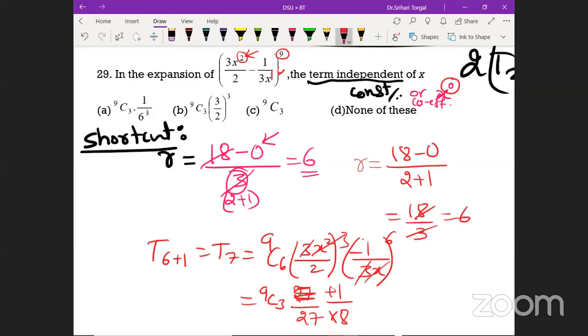So this I can write as 9C3 into 1 by 3 power 3, and this is 2 power 3, 6 power 3. Option A is the right answer.